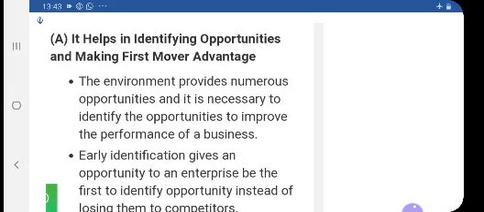market. See, environment provides numerous opportunities, and it is necessary to identify which one is the best opportunity in front of you to improve performance. As early as you identify the opportunity, you will be the first to take it instead of losing it to the competitor. And if you take a delayed decision, then this benefit will go to the competitor.